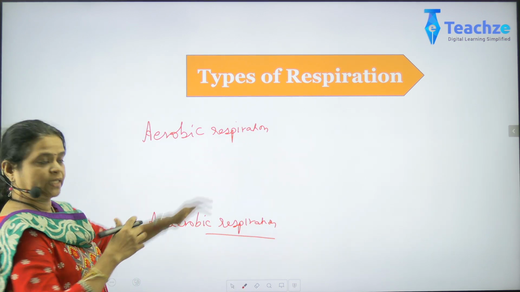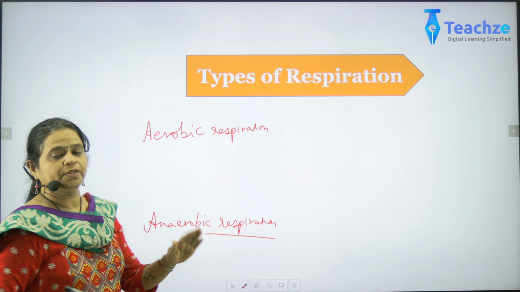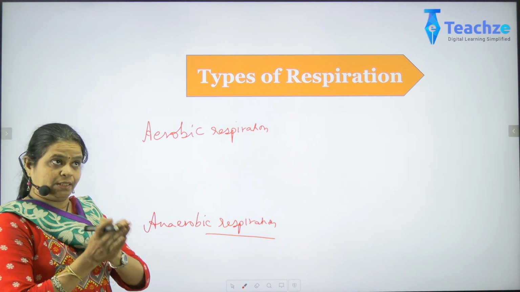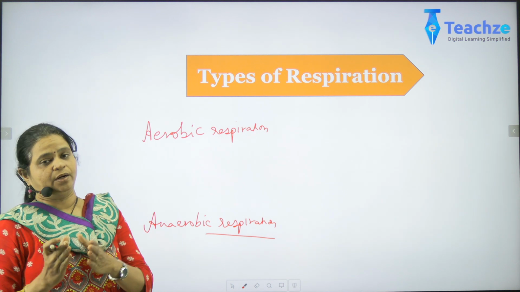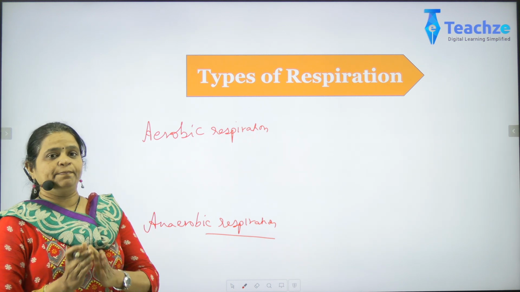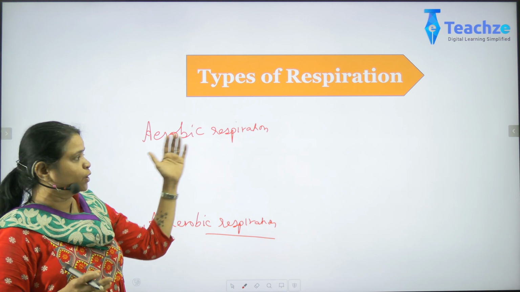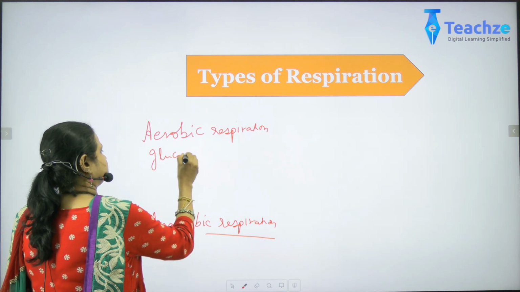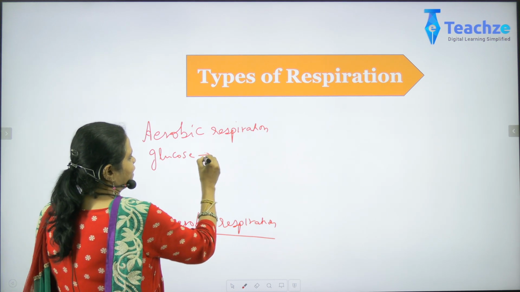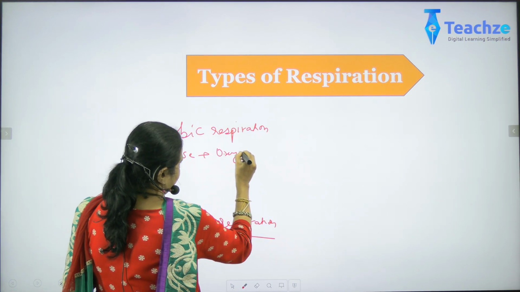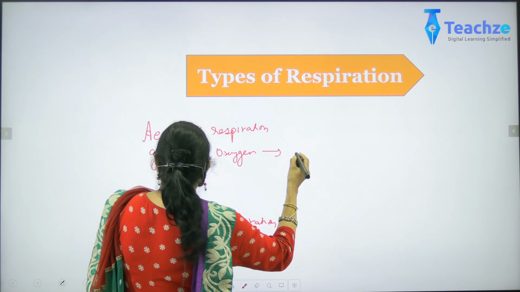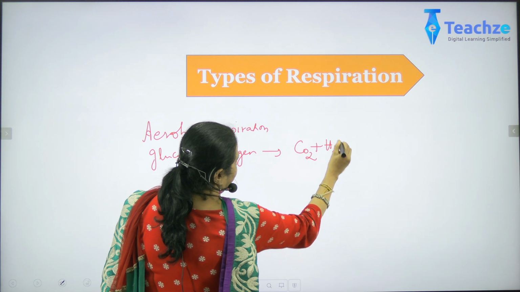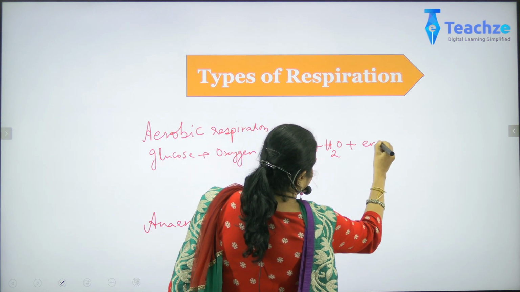So aerobic is in the presence of oxygen. We all know food contains what is called glucose. That's what we learned. So glucose should be generally broken down to release the energy. So the major substrate we look at when we talk about respiration is glucose. We'll just look at what it produces. Glucose in the presence of oxygen gives out carbon dioxide, water, and energy.